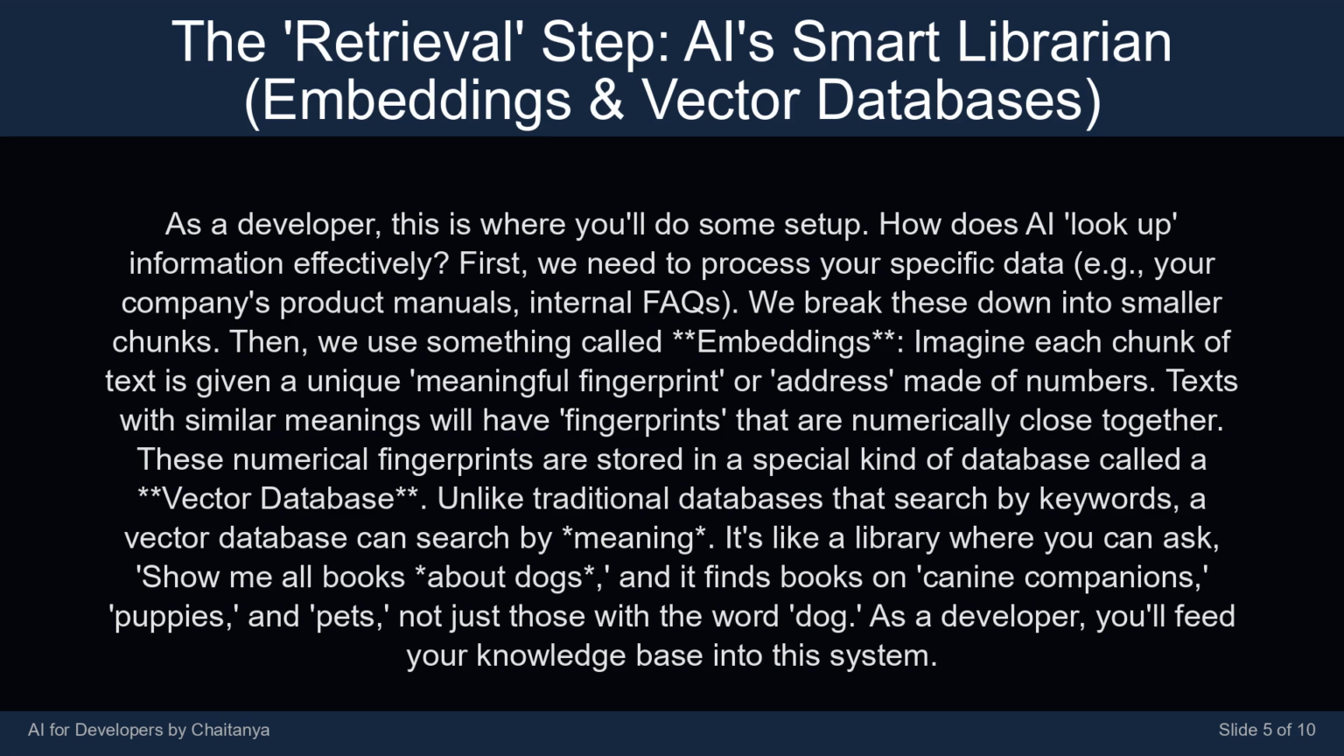These numerical fingerprints are stored in a special kind of database called a vector database. Unlike traditional databases that search by keywords, a vector database can search by meaning. It's like a library where you can ask, "Show me all books about dogs," and it finds books on canine companions, puppies, and pets. Not just those with the word dog. As a developer, you'll feed your knowledge base into this system.